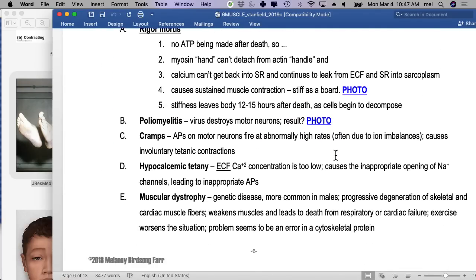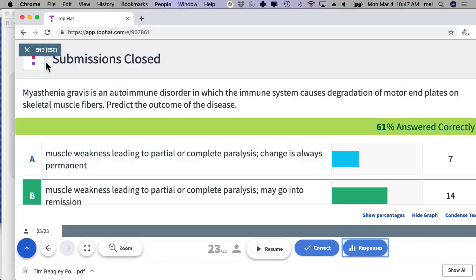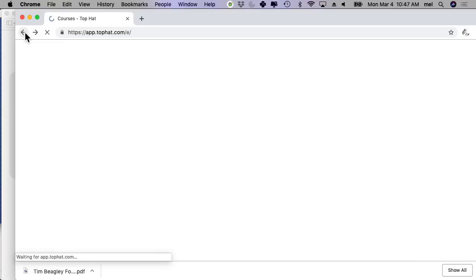I want to give you guys a think, pair, share question. And then we're going to go through all of the other disorders. I want you to really think about how this disorder would impact your muscle. And then we'll do it again. Okay? You ready?